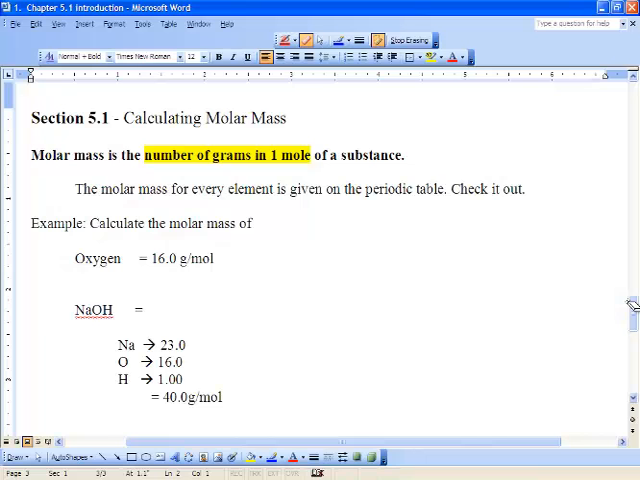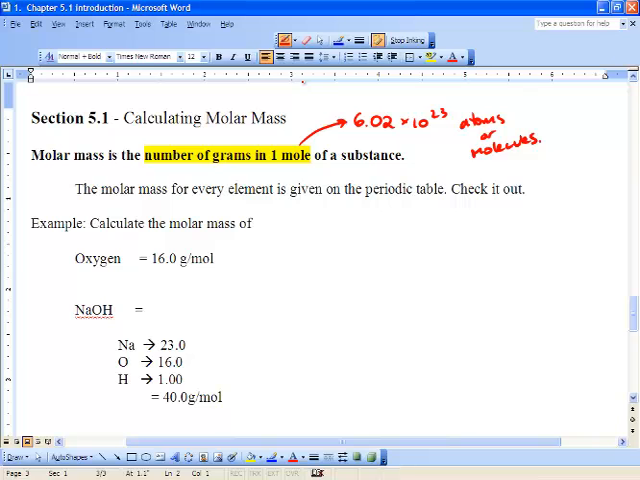Hey everyone, what's happening? So we're going to be talking about calculating molar mass today. Molar mass is the number of grams in a mole of a substance. And we remember from the other day that a mole is just a really, really big number. It turns out that it's 6.02 times 10 to the 23. This number can be atoms, molecules, or whatever, but it's a very, very large number.